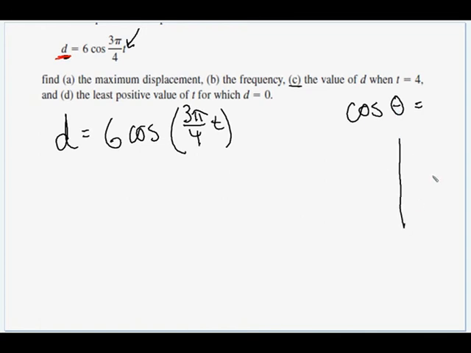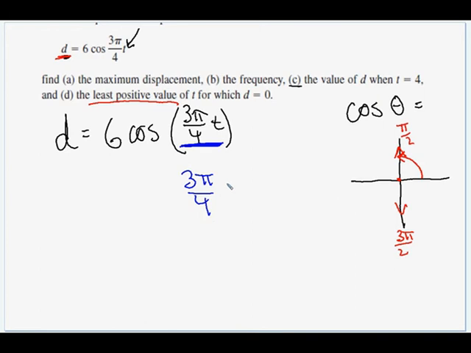Well, back to the unit circle. Cosine is our x-coordinates. Well, x-coordinates are 0 on the y-axis. And that occurred at pi over 2 or 3 pi over 2. And we're looking for the least positive value. Well, the first time cosine goes to 0 is when we get to half pi. So what we want to do is set this equal to a half pi.